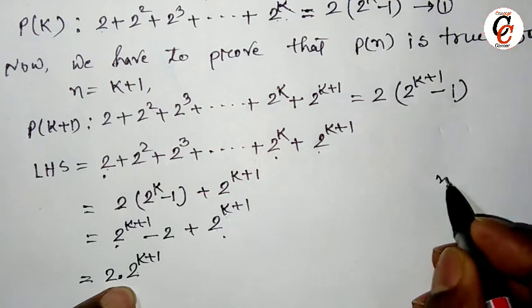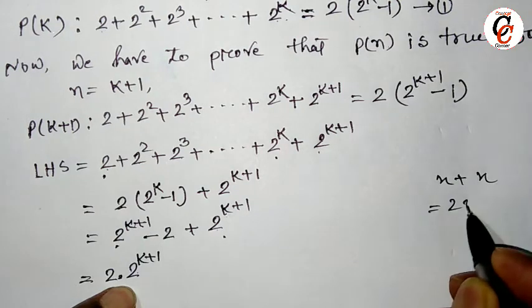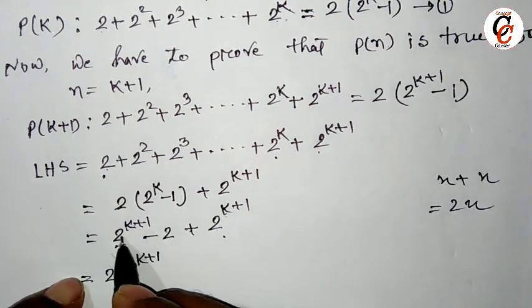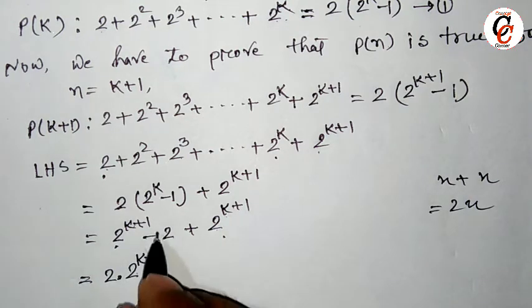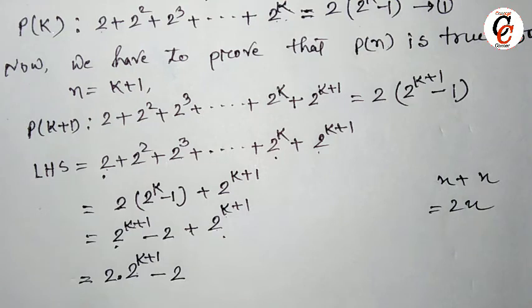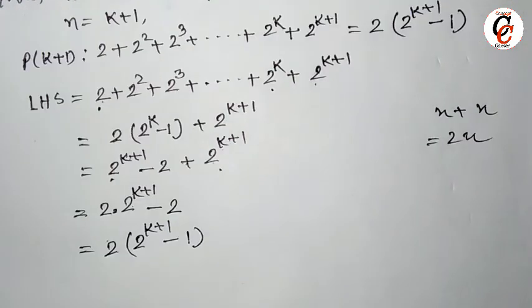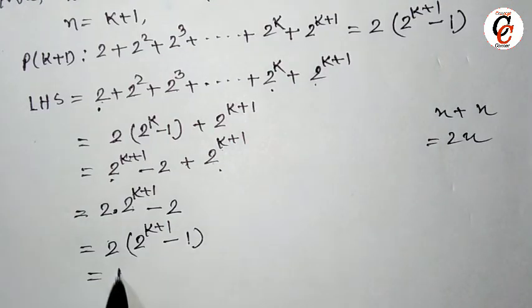Suppose x plus x means what? Twice x. So if we assume x is this one, x plus x is twice x, and then minus 2. So from here again, what is common? 2 is common. So take 2; 2 to the power k plus 1 remains. Here 2 comes out, so minus 1 remains. So this is the required solution, right hand side.